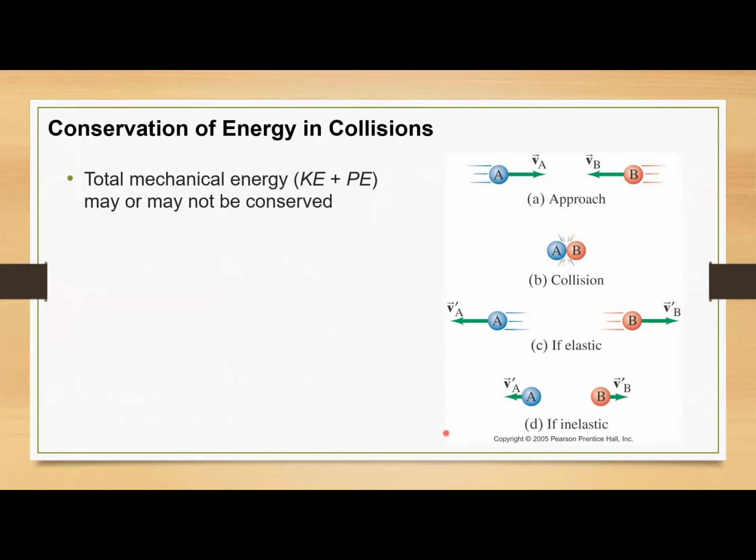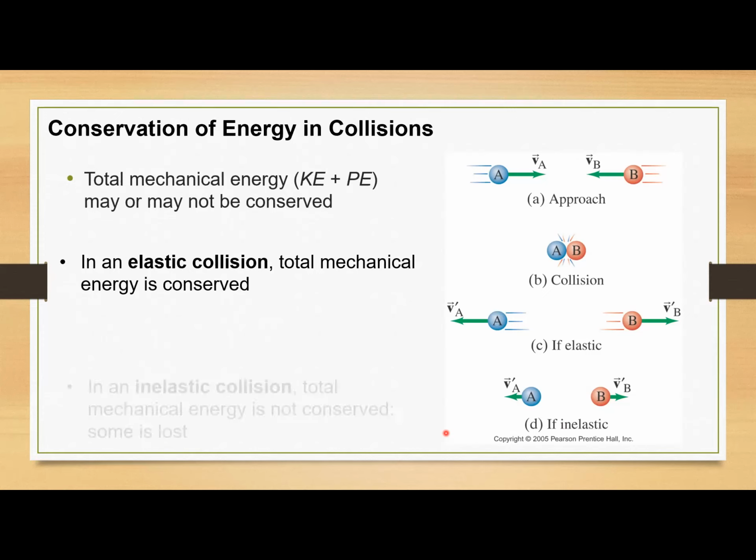Okay, so the total mechanical energy. Total mechanical energy means the potential energy plus the kinetic energy. Now, in a collision, that mechanical energy may or may not be conserved. So what does that mean? It means that if we have an elastic collision, then the total mechanical energy is conserved. So when you have a collision, if that collision is an elastic collision, the total mechanical energy is conserved.